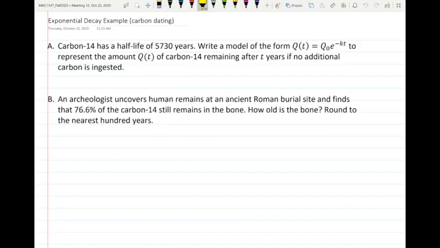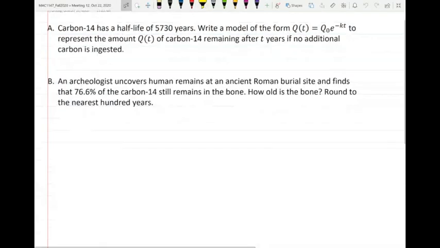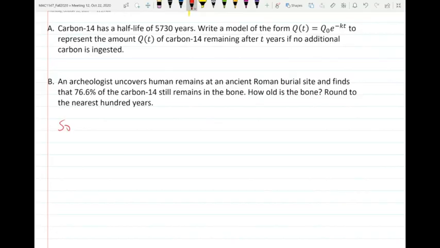Given a half-life of 5,730 years, write a model of the form Q of t equals Q0 e to the negative kt. Notice that here, the negative is already included. Keep this in mind. The model represents the amount Q of t of carbon 14 remaining after t years if no additional carbon is added. In other words, if you just let it sit there and nothing else happens to that substance that has carbon 14. All right, so let's do this. Solution.